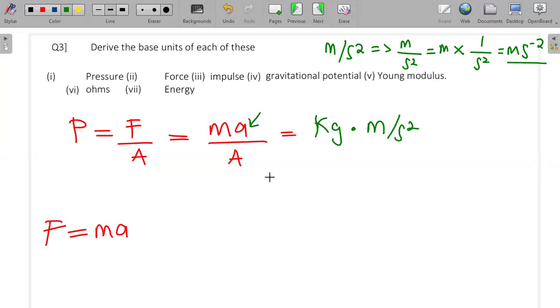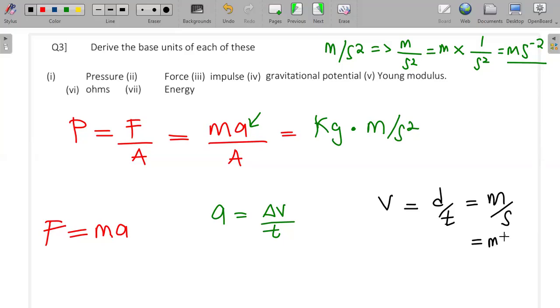Okay, but where is it coming from? So remember, acceleration is equal to the change in velocity, or the change in speed, divided by time, right? So now, what is velocity? I want to go back to where it starts from. Velocity is equal to the distance that you have traveled divided by the time. The distance is simply length, so the base unit for length is just meters. And then the time is what? Second. So the velocity has the units meters per second, right? Or in short, we can write m s to the power minus 1. These are the units for velocity.